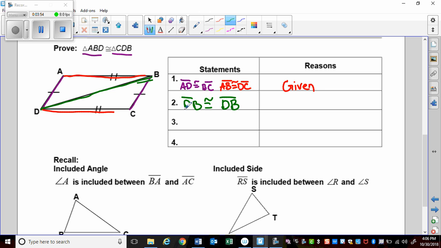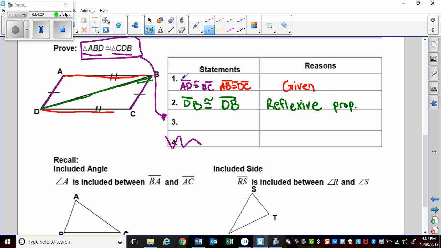Whenever we have something repeated, DB is congruent to DB, the reason is going to be the reflexive property. And this is always going to happen when our triangles are sharing a common side or a common angle. Reflexive property. Now, my last step, I think I have all three pieces of information plugged in. My last step is going to be to rewrite what I'm trying to prove, and I can now. So I don't really need 4. You're not going to always use all of the boxes.